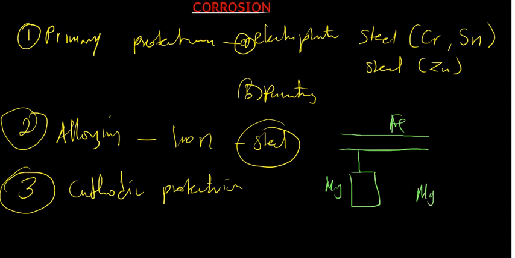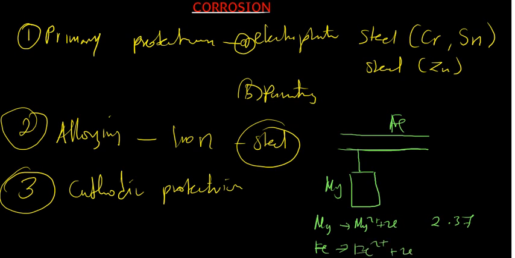magnesium can be converted into magnesium 2 plus. Let me write it somewhere here to have much space. Magnesium can be converted into magnesium 2 plus and 2 electrons, and the cell potential for this reaction is positive 2.37. Now iron itself, when iron is converted into iron 2 plus and 2 electrons, the cell potential is positive 0.44 volts.